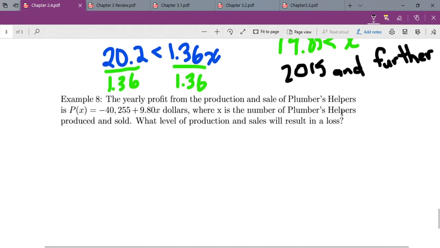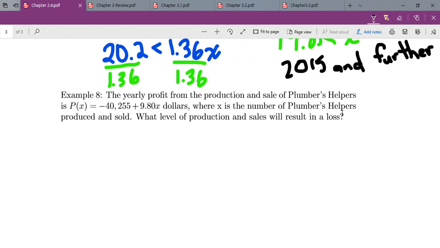Now I got one more example, example 8. Example 8 says the yearly profit from the production and sale of plumber's help is P of X equals negative 40,255 plus 9.80x dollars, where X is the number of plumber's helps produced and sold. What level of production and sales will result in a loss?